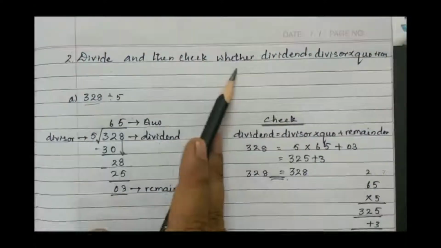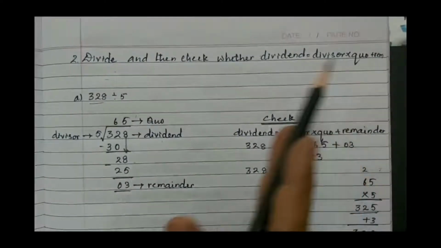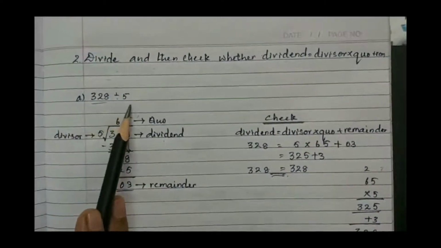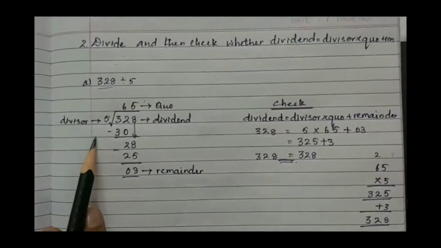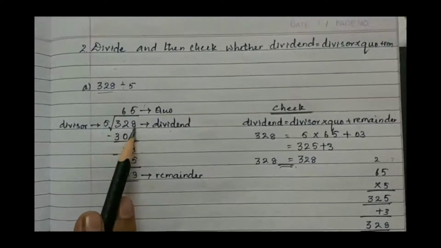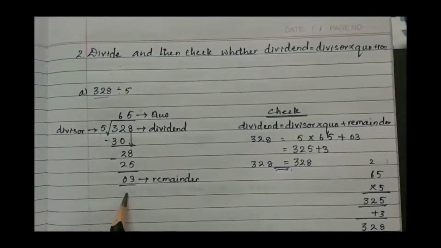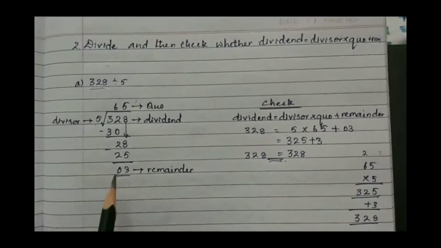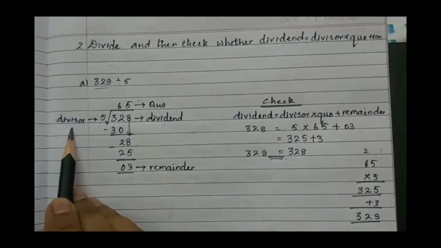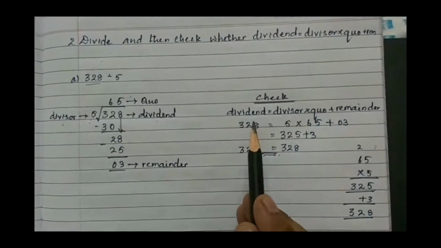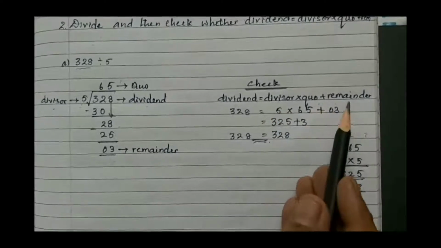Question number 2. Divide and check your answer whether dividend is equal to divisor into quotient plus remainder. A, 328 divided by 5. It is in the regular way, no changes. The division remains the same. So divide 328 by 5, you will get 65 as the quotient and the remainder as 3. So 328 we call the dividend and 5 the divisor. So how are you going to check? By writing the formula. Dividend is equal to divisor into quotient plus remainder.